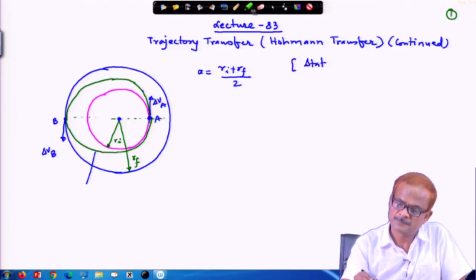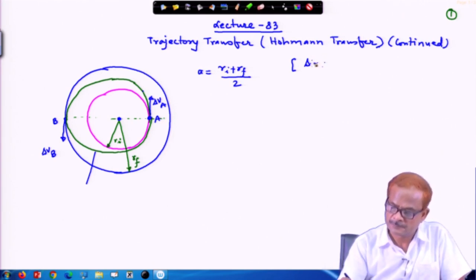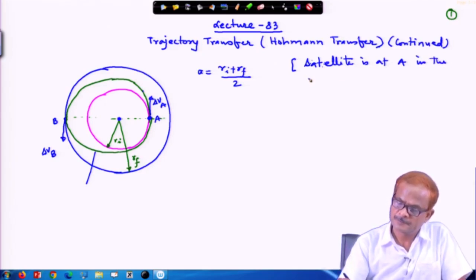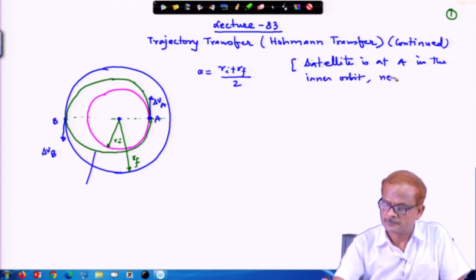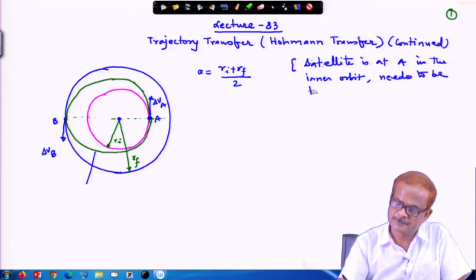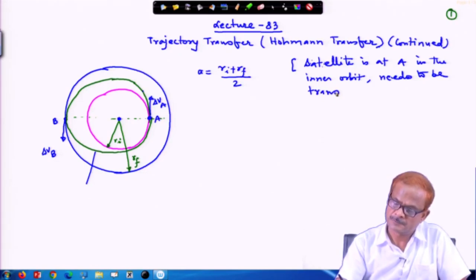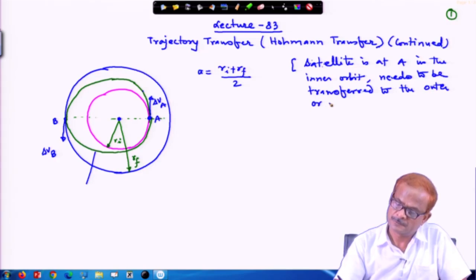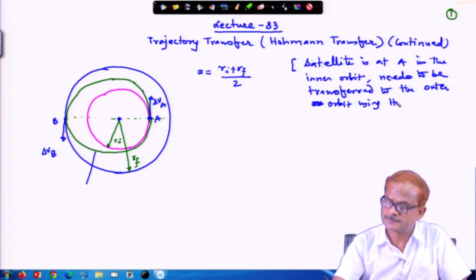So, the statement is that a satellite at A in the inner orbit needs to be transferred to the outer orbit using Hohmann transfer.